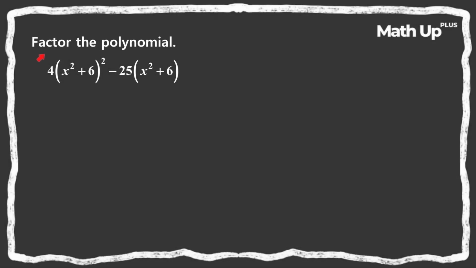The question is to factor the polynomial. Here we have the same expression, x squared plus 6, x squared plus 6, right? So we're going to let that be a. Then this is equal to 4a squared minus 25a, right? This binomial has common factor a. So if we factor out a, that's going to be a times 4a minus 25.